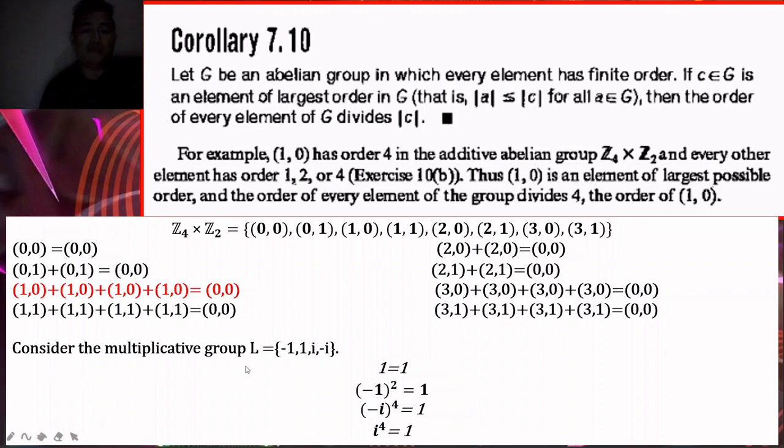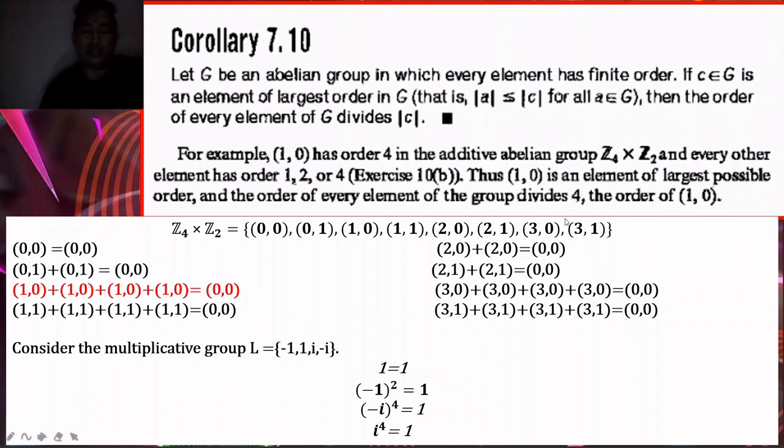Now consider the multiplicative group {1, -1, i, -i}. The order of 1 is 1. For -1, the smallest positive exponent that gives 1 is 2, so its order is 2. The order of -i is 4, and the order of i is 4. So 4 is the highest order here, and the orders of the other two also divide 4. So Corollary 7.10 is true, for the product here and for addition in the previous example.